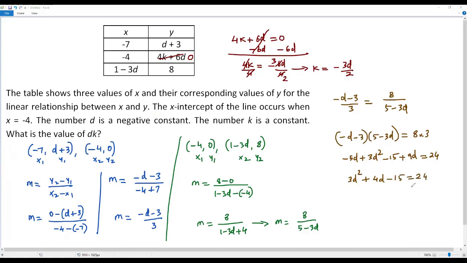Let me subtract 24 from both sides of the equation. Okay, let me do it. Then this positive 24 and negative 24 will cancel out. I am getting 3d square plus 4d. When I combine negative 15 and negative 24, I am getting negative 39. On the right side, we have 0.